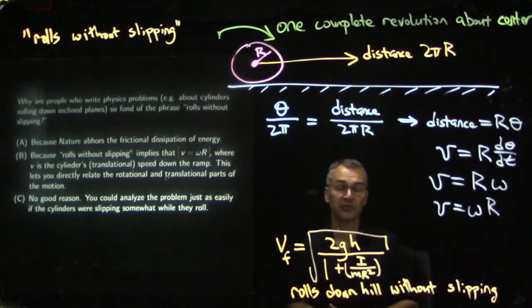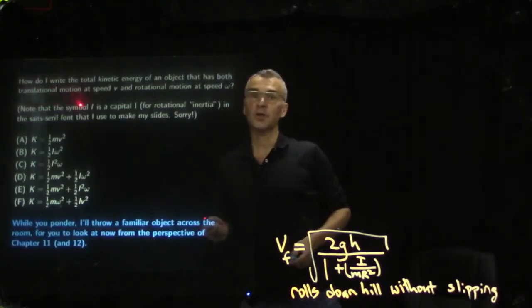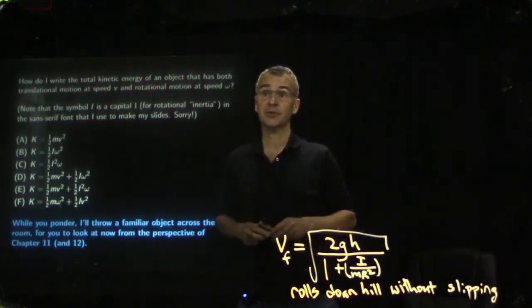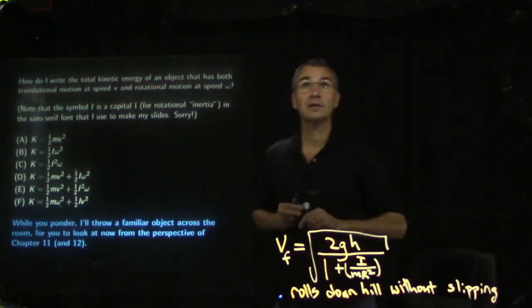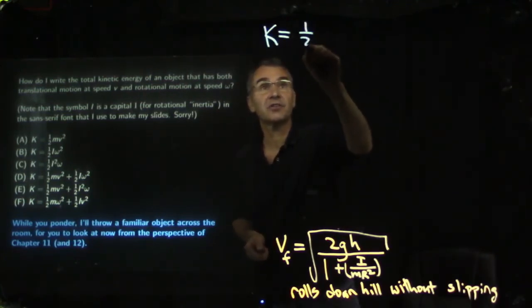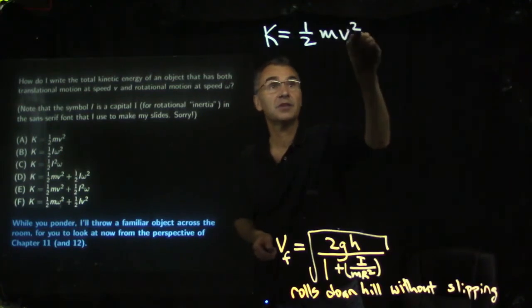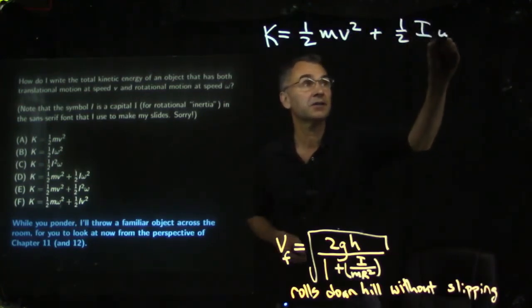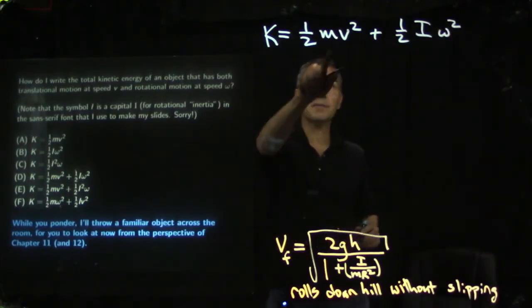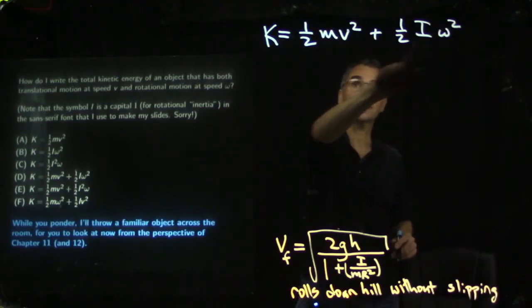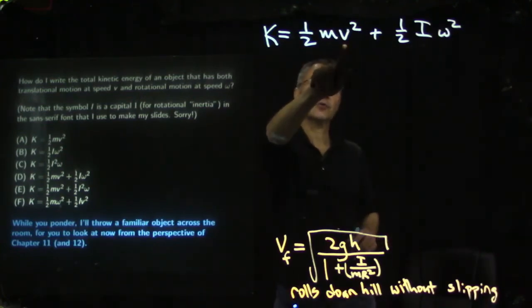except when you're slipping on sand or you're jamming on the brakes and screeching. How do I write the total kinetic energy of an object that has both translational motion at speed v and rotational motion at speed omega? Well, I think we want to say that the kinetic energy has a translational part, 1/2 mv squared, and it has a rotational part, 1/2 I omega squared. And this is mass, which we also call inertia. This is rotational inertia. This is velocity squared. This is angular velocity squared.